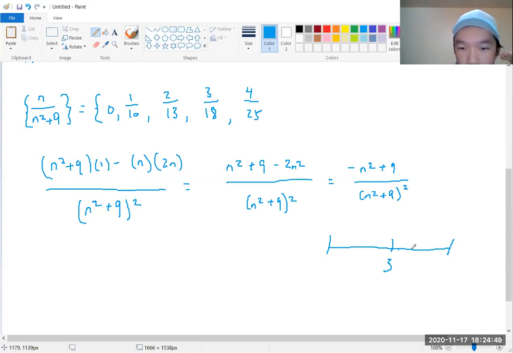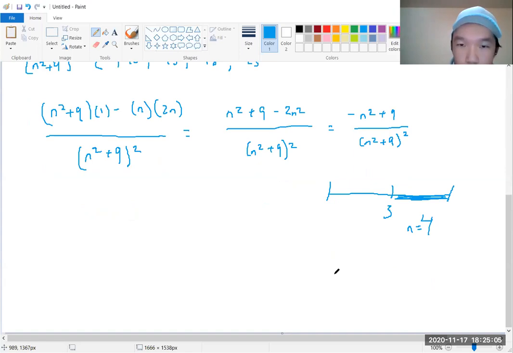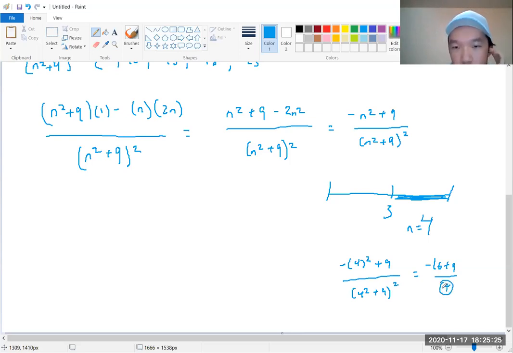So let's just test this side over here. If I choose something like 4, if n equals 4, what does that make the derivative? So that gives you -4 squared plus 9, or 4 squared plus 9 squared. So this is -16 plus 9, and then this is something positive. Yeah, so the derivative is negative here. Okay, great. Yeah, that's pretty much all we needed.